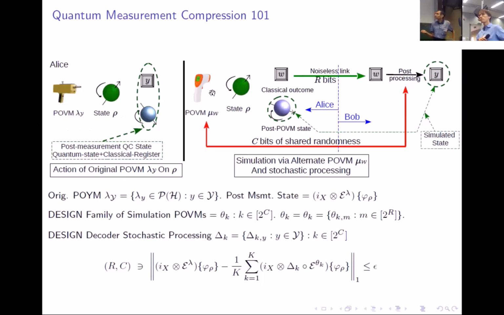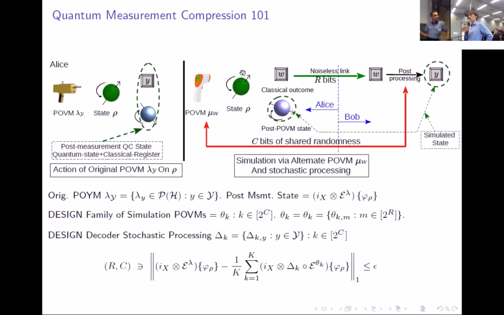So I'm going to do it in a different way. I'm going to take an alternate POVM that has fewer outcomes, and I'm going to make that measurement. Those fewer outcomes are going to be stochastically processed with some common random bits. If this process can simulate the same post-measurement state as the original POVM, then all that I needed to send to the decoder was this W.